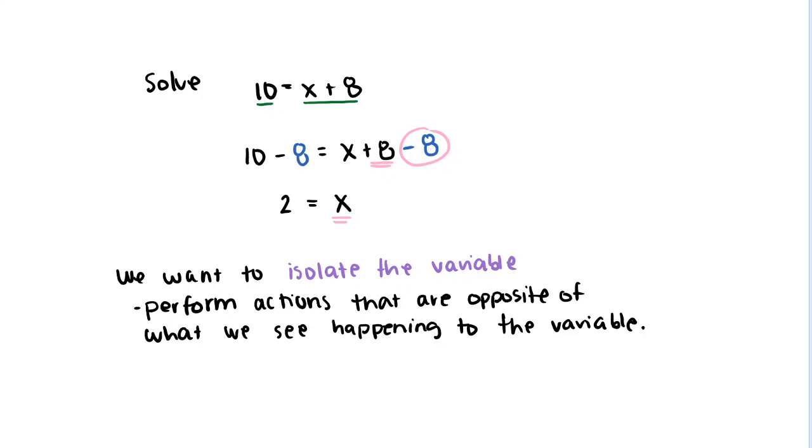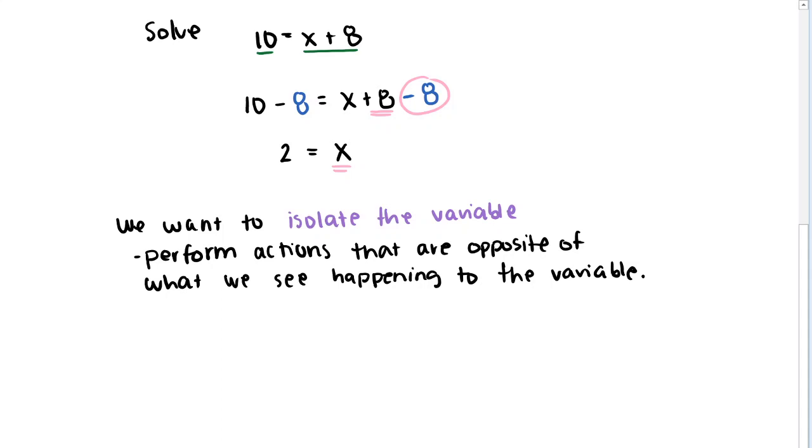And so I'd just like to emphasize here that we want to perform actions that are opposite of what we see happening to the variable. These actions we really want to perform on both sides of the equation. Here, we took the left side of the equation and subtracted 8 from it. We took the right side and subtracted 8 from it, and that told us our solution to the equation, x is equal to 2.